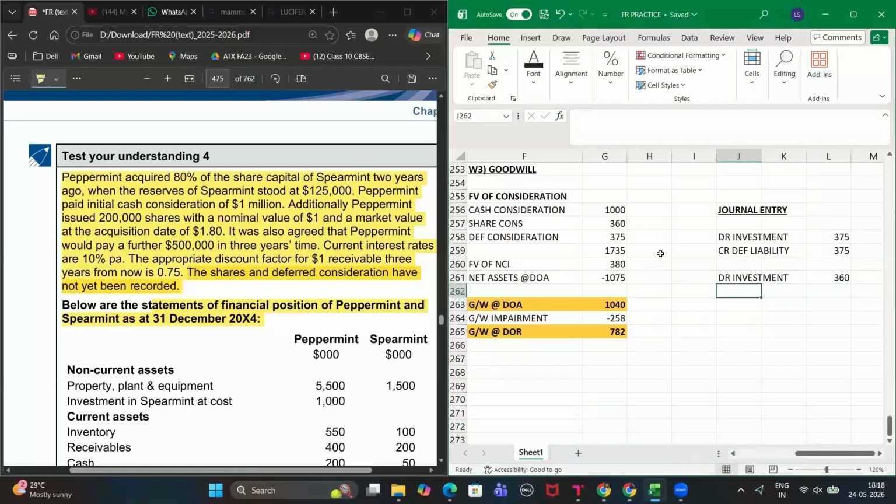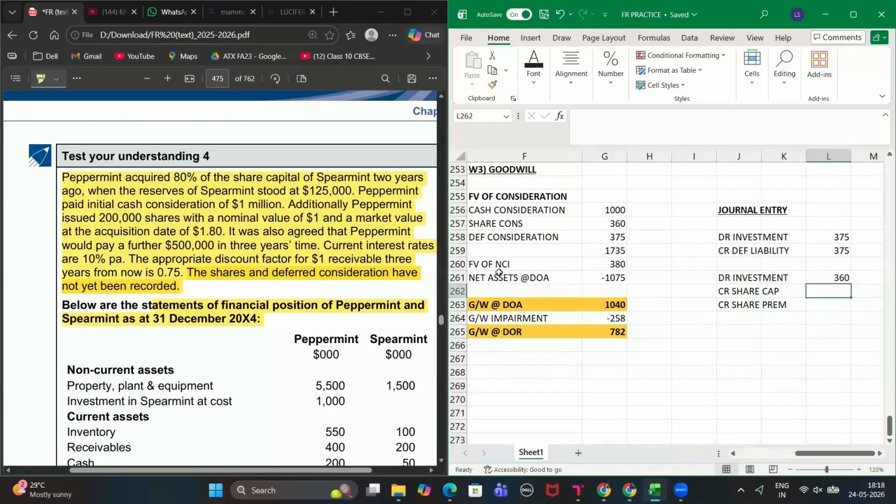See, I told you, whenever we are issuing shares, what will happen on the credit side? Share capital and share premium. Two entries. Credit share capital and credit share premium.